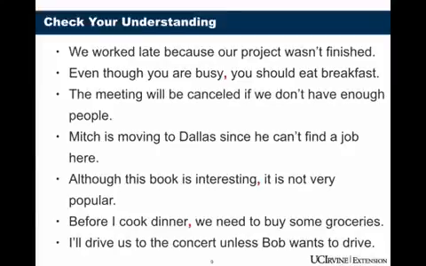On the next one, we start the sentence with the dependent clause. Although this book is interesting is a dependent clause, and we put the comma after it. The next one also has a comma. Before is a connector, and we have the dependent clause before I cook dinner, starting the sentence. The last sentence, we started the sentence with an independent clause. Unless Bob wants to drive is the dependent clause, but it follows the independent clause, so no comma.